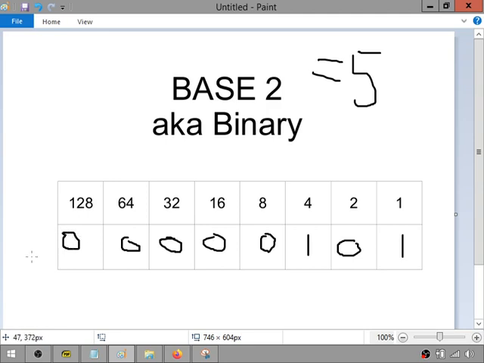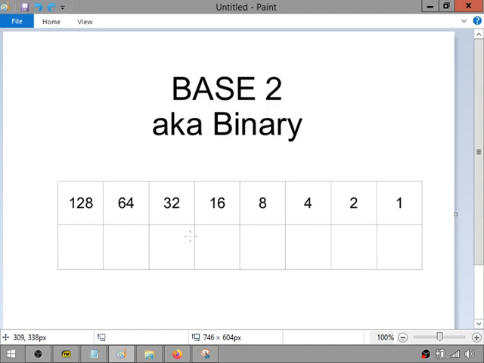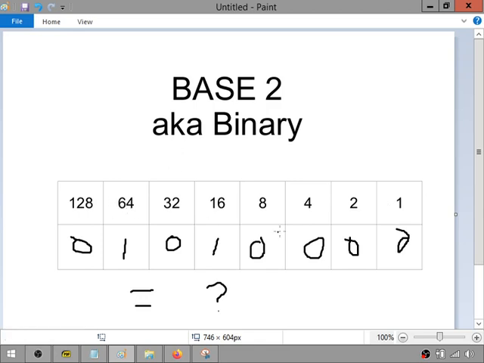Easy peasy. Let's try a slightly more complex example. I want you to tell me what number this is when I've finished writing it in. What number is this? Pause the video if you need a few more minutes to figure it out. Okay, so to get this number, we just add 64 to 16, which is 80. So there you go, your answer there is 80.